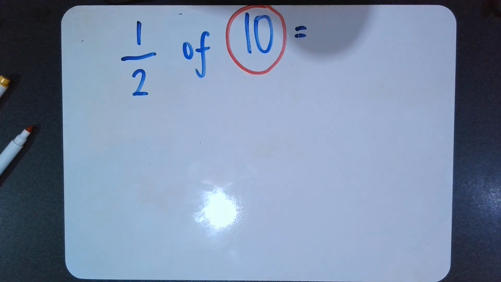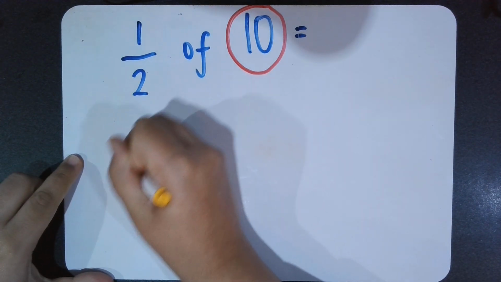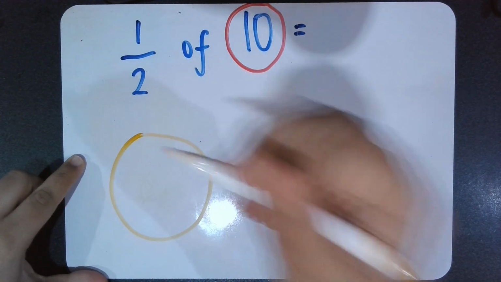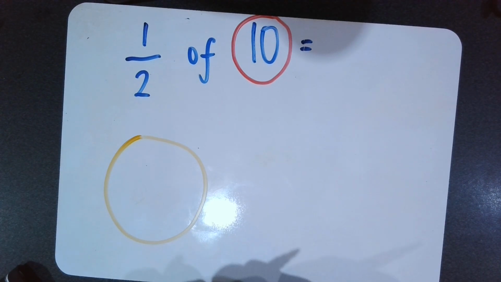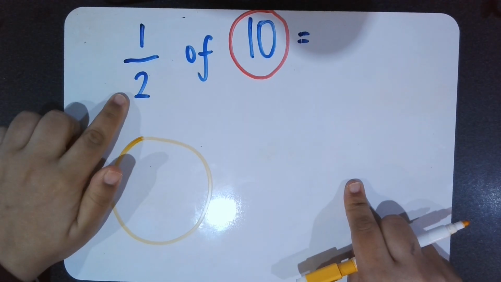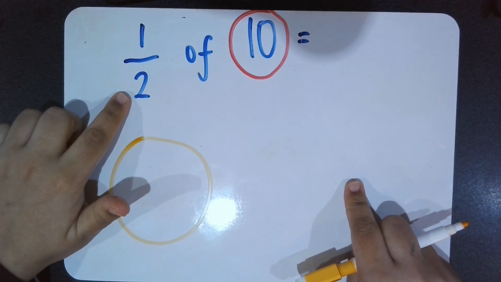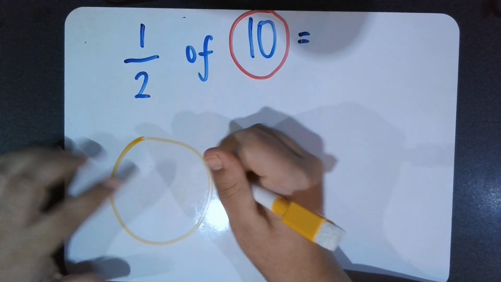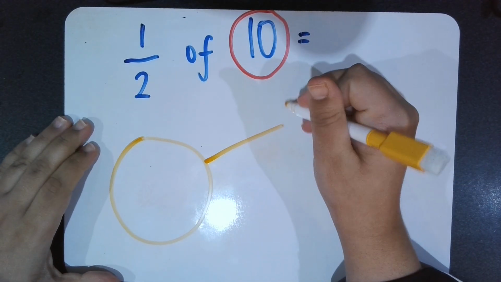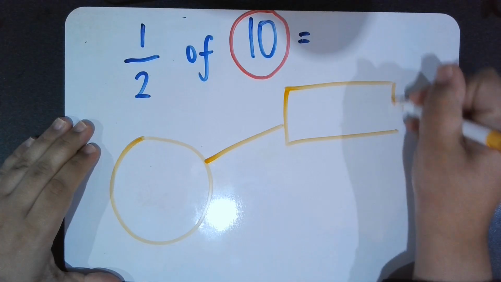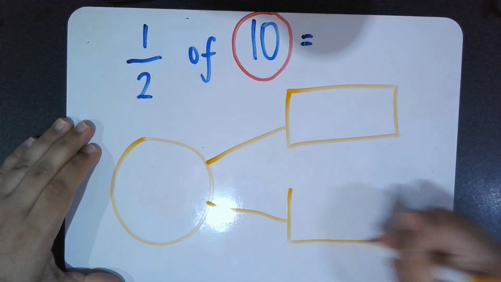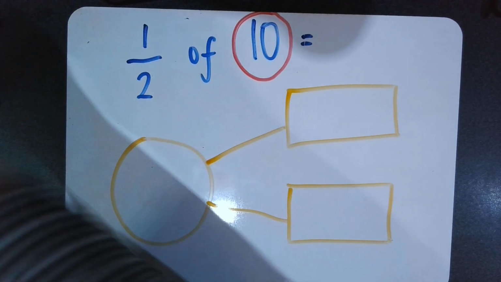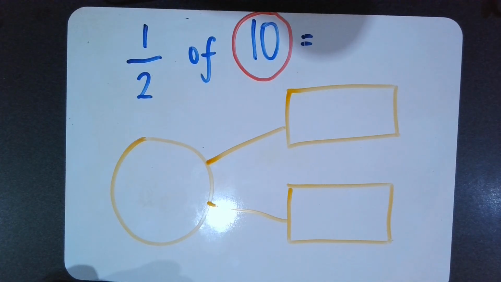To really represent that, I'm going to use the part-whole model. I've got my whole, and now I need to draw my parts. Remember, the denominator tells you how many parts you've got. So here, I've got 2 equal parts that I need to draw. So my whole, then I've got a part, and I've got another part. And my whole is 10.